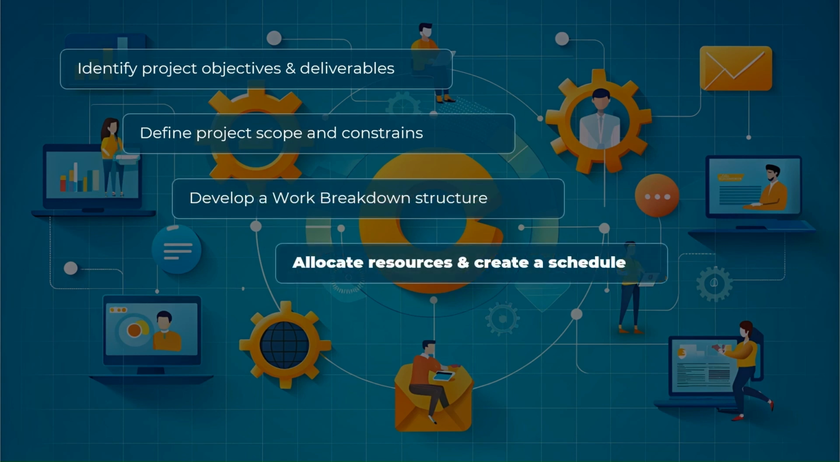Next, let's focus on allocating resources and creating a schedule. Proper resource allocation and scheduling are critical for project success. Resources include people, budget, and materials. Allocate them according to the tasks and deliverables. Then, create a schedule that includes task durations, dependencies, and milestones. Regularly review and adjust the schedule as needed.